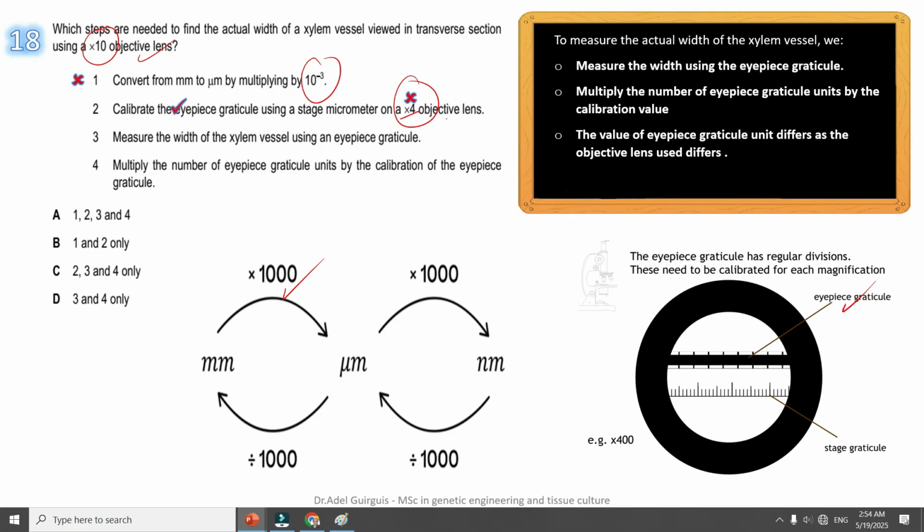The value of the eyepiece graticule unit differs as the objective lens used differs. So the answer now, then, is to calibrate the eyepiece on the 10x objective lens as in the question. So the answer now is 3 and 4, so the answer is D.